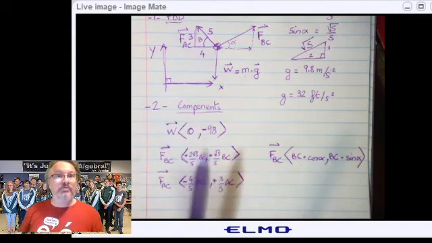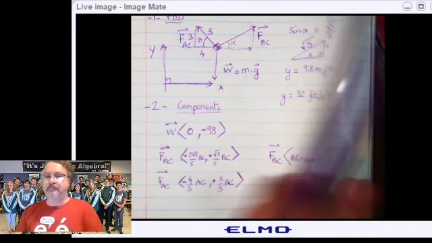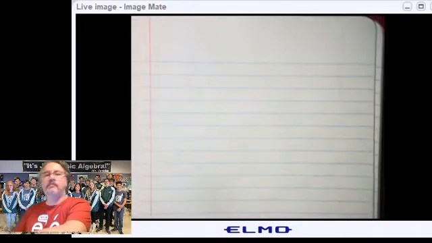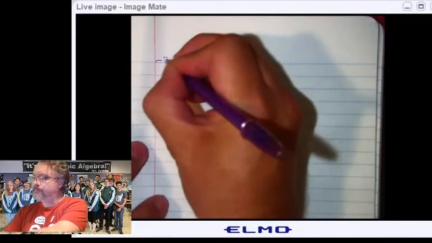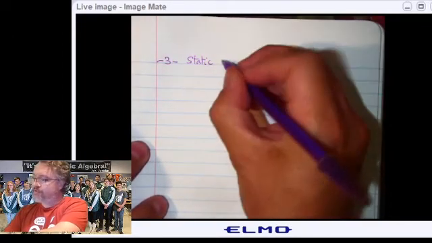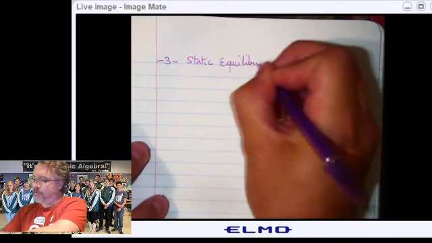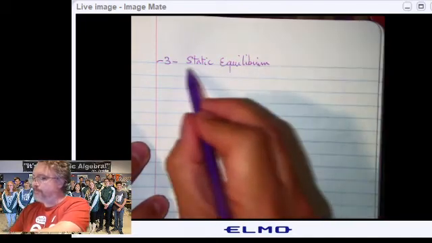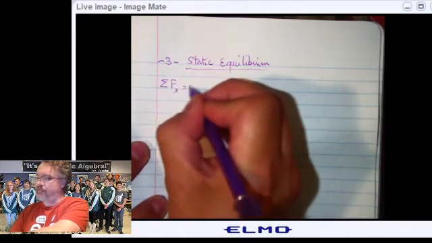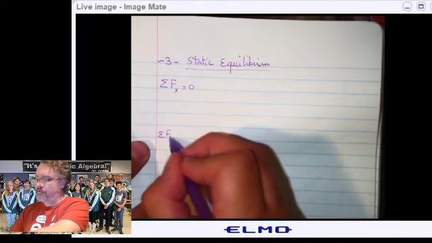This disco ball is not moving, therefore we're going to use Newton's second law and say that the sum of the forces in the x direction will be equal to 0. The sum of the forces in the x direction is equal to 0. And we're going to say that the sum of the forces in the y direction is also equal to 0.